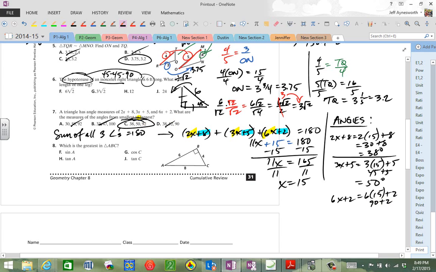So my angles are here, here, and, well, 92. I got to write it down, right, I guess. So there's my third one right there, 92. And there they are. There's your answer right there.